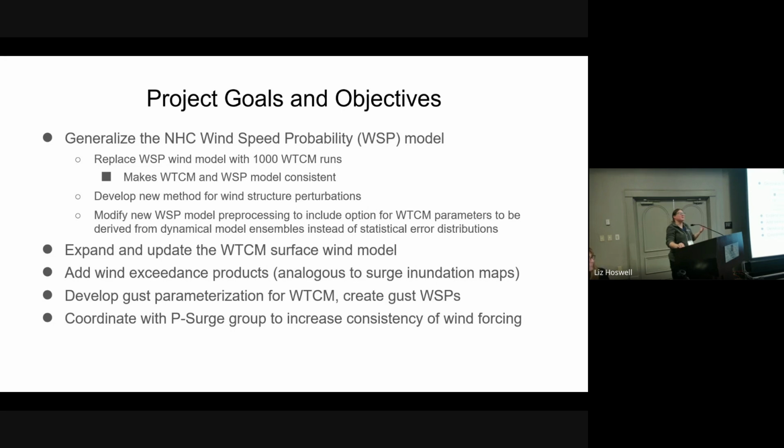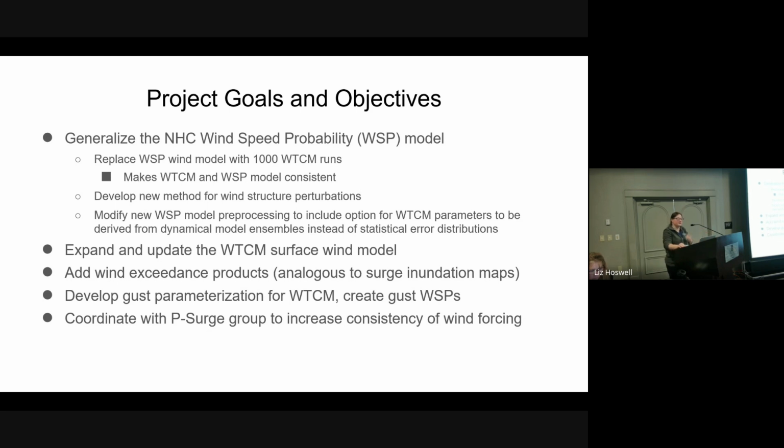Getting into the project goals and objectives. This is the Jetty part of the wind speed probability and WTCM project, because the overall scope of this goes beyond the Jetty project as well. But for the Jetty project, we were looking at generalizing the wind speed probability model.